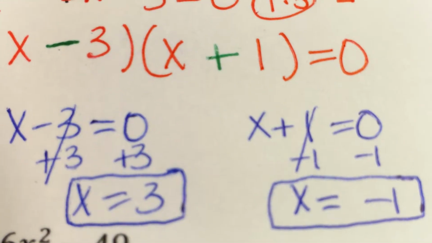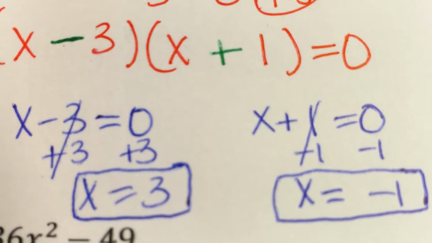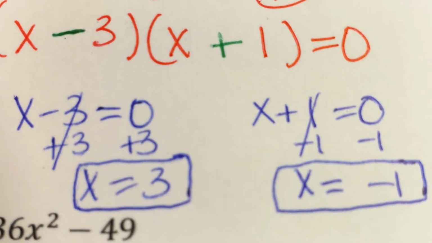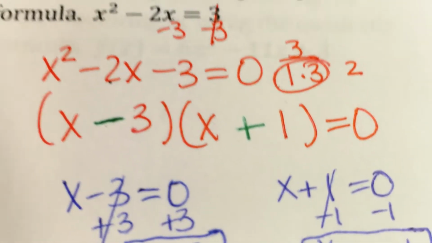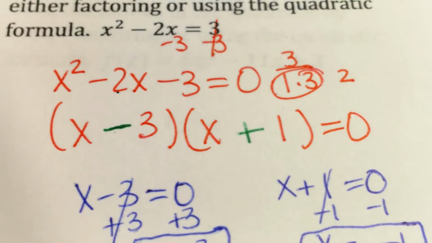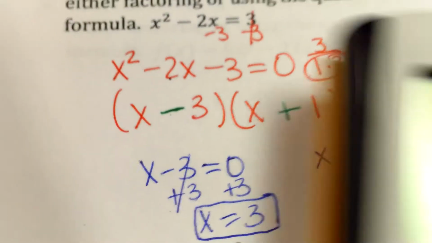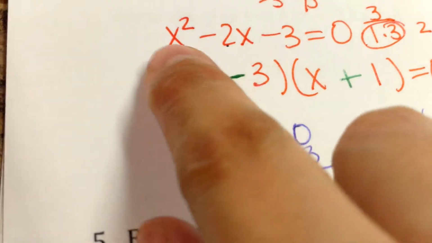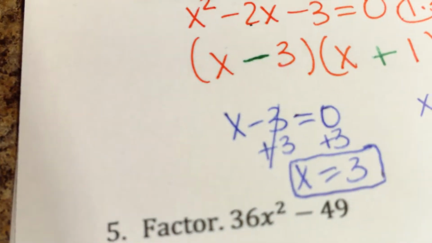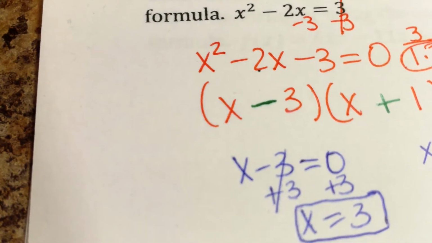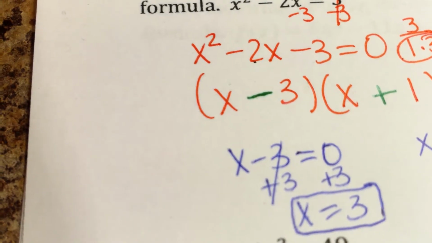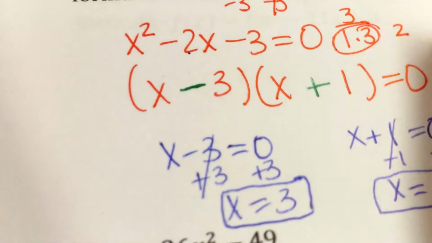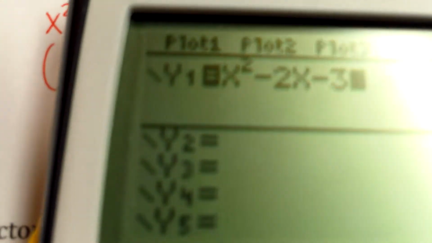What do zeros mean? Zeros mean where they cross the x-axis. They're the x-intercepts, also known as roots, solutions. Now, I'm going to go ahead and plug this in the calculator so you can see. But once again, it also has to equal 0. So I'm going to input this part. So it's x squared minus 2x minus 3. And I'm going to graph it. I'm going to press graph.